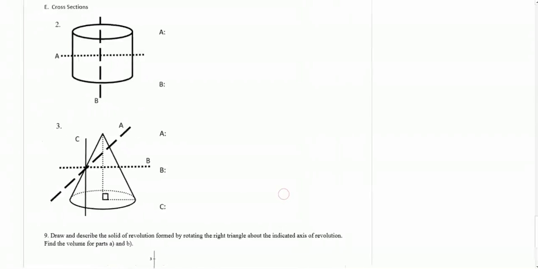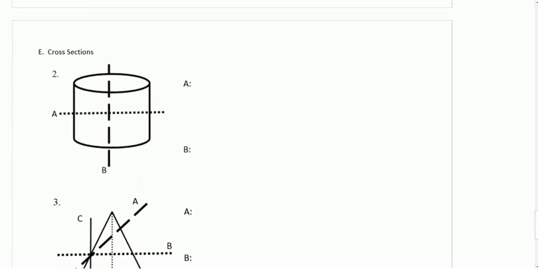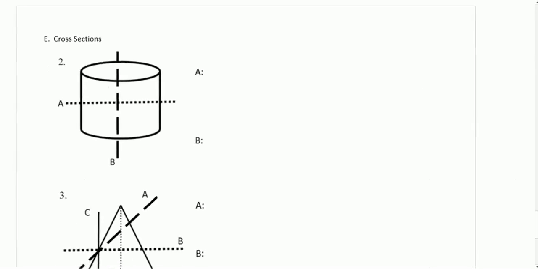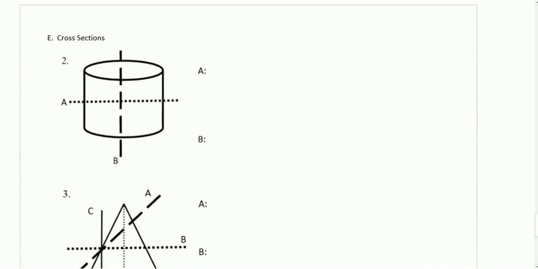Section E on cross sections. This is taken from the 5th section in Unit 9, and we're looking at number 2 from that worksheet. And so we have a cylinder here, and A is going to cut this cylinder horizontally. B, we're going to cut it vertically, and we want to see what shapes we have.